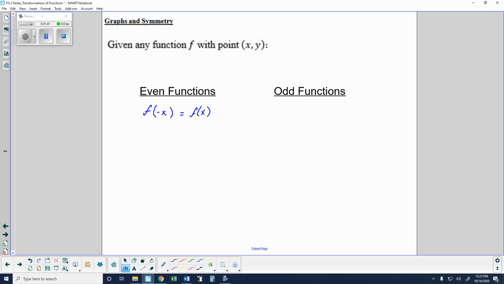What this does in terms of the graph and symmetry is it creates symmetry about the x-axis. Sorry, not the x-axis, the y-axis. Symmetry about the y-axis. You talked a lot about reflections in geometry. If we can reflect a point across the y-axis and it maps onto another point, and we can do that for an entire graph, that is an even function. It has symmetry about the y-axis.